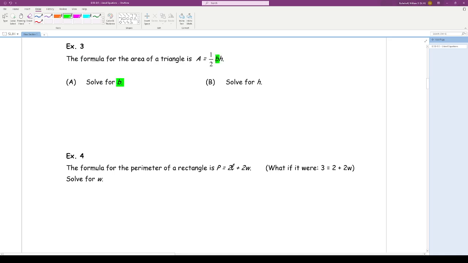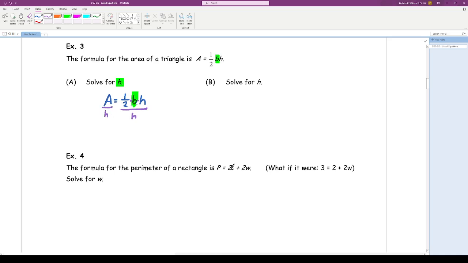So we want to make everything else on the side with B go away. I'll start off by writing the equation A equals 1/2 times B times H. So the piece that we want to isolate is right here in the middle, and we have 1/2 times B and B times H. So what we need to do is divide by both of those things. I'm going to start off by dividing by H because that's very similar to what we did before.